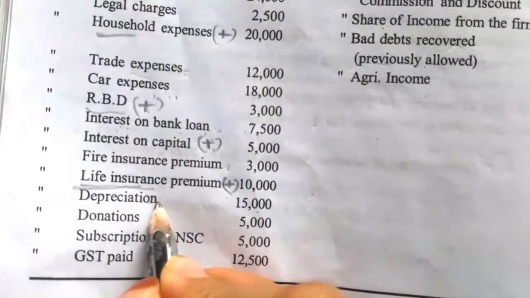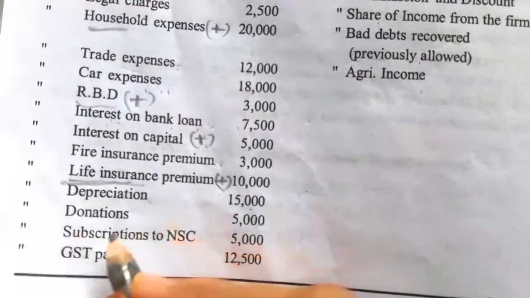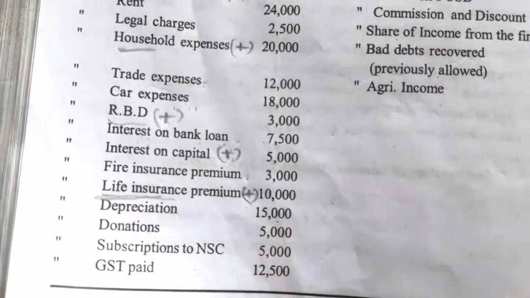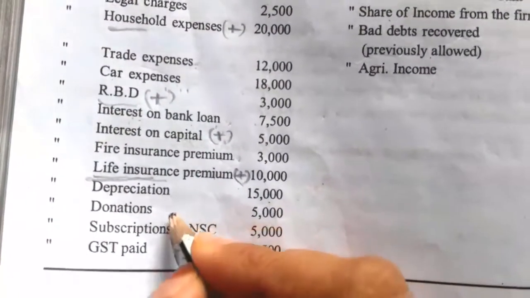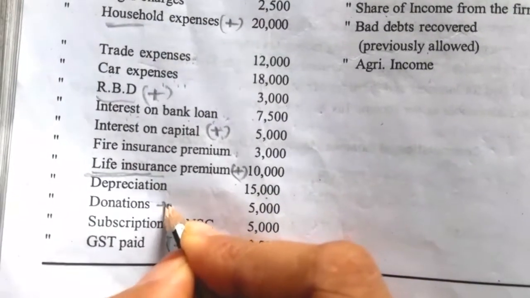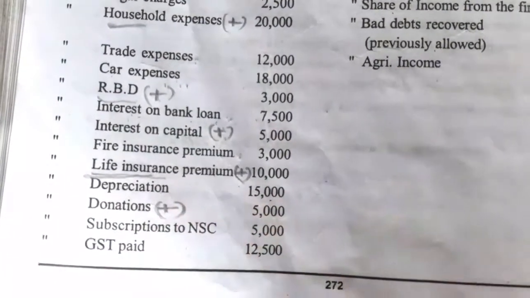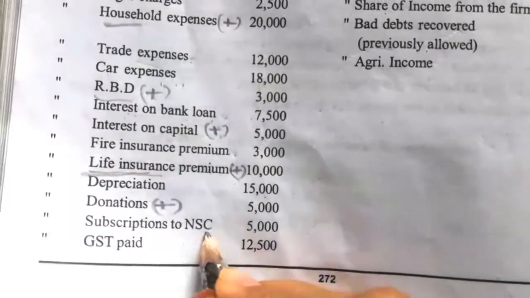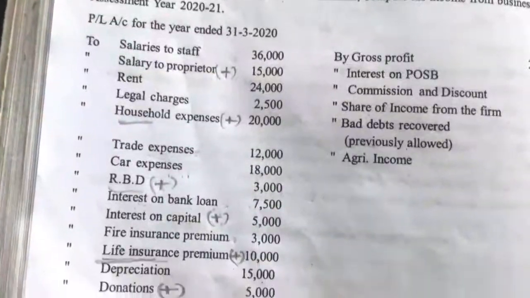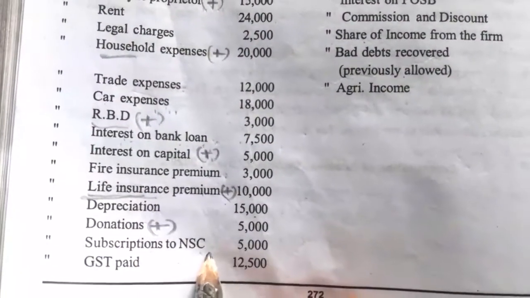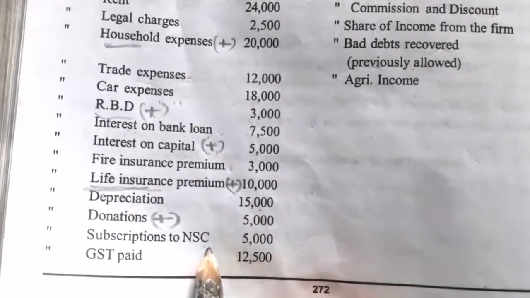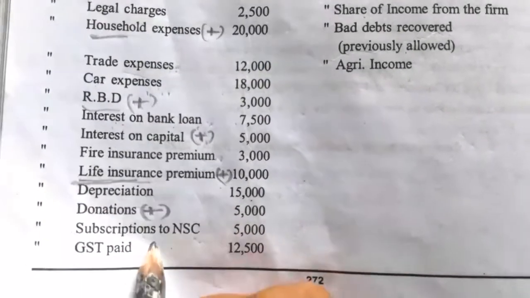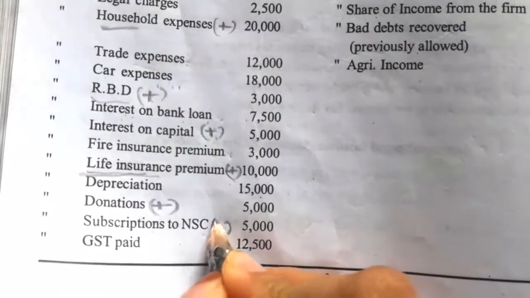Depreciation is allowed. Depreciation expense will be allowed. Donations: the assessee has given a donation. The donation is given out of his own interest, meaning it is a personal expense. It is not relating to a particular business, trading or activities, so it is disallowed. Then subscription to NSC. The assessee, this Bhaskar, has invested in the National Savings Certificate. It is not relating to business, it is relating to his personal investment, so it is disallowed. We have to add it to the net profit.